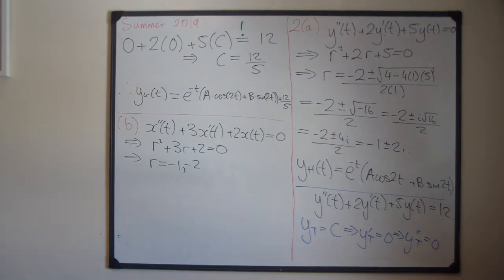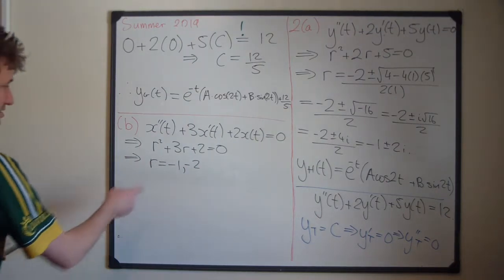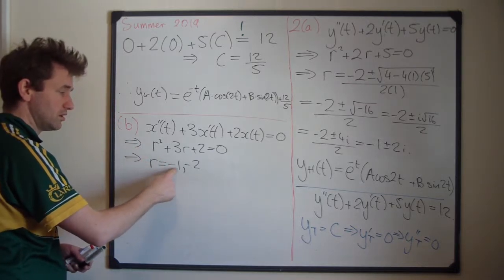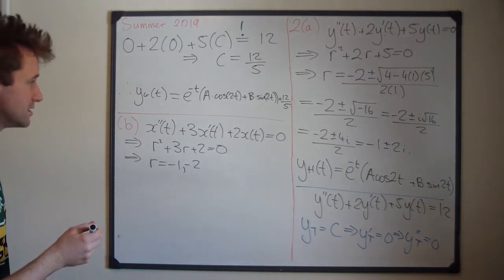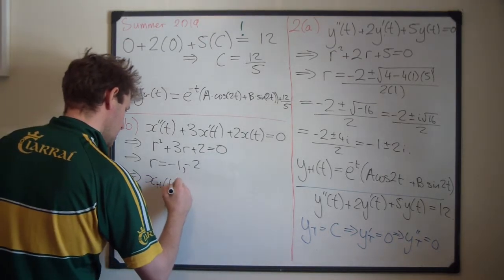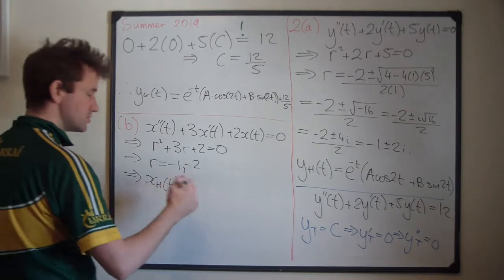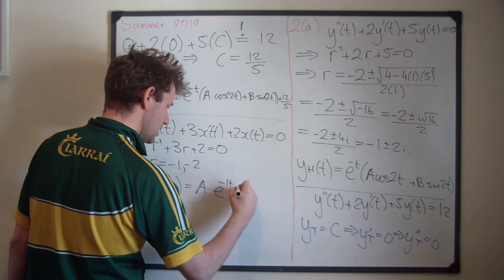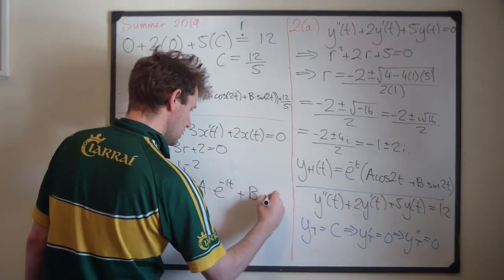So you can use the minus b formula, or you can factorize this as r plus 1, r plus 2. So r plus 1 is equal to 0, r plus 2 is equal to 0. That means that we have a homogeneous solution. There are two different real roots, so there's two exponentials: some constant times e to the minus 1t plus some constant times e to the minus 2t.